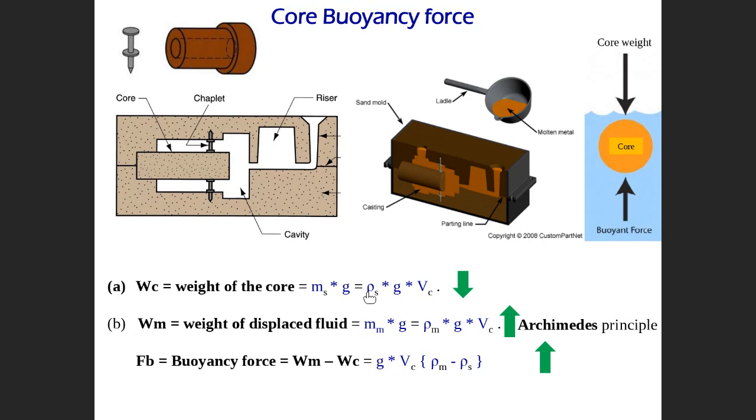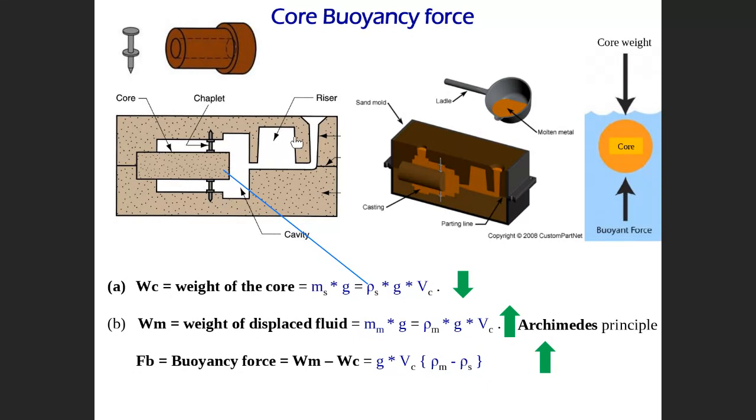And the mass of the core equals rho v. So the weight of the core equals rho v g. Rho is the density of sand, definitely, because the core is made of sand. So rho sand multiplied by V core, the volume of the core, which gives the mass, multiplied by the gravity acceleration. This is initially, before you put any liquid inside.